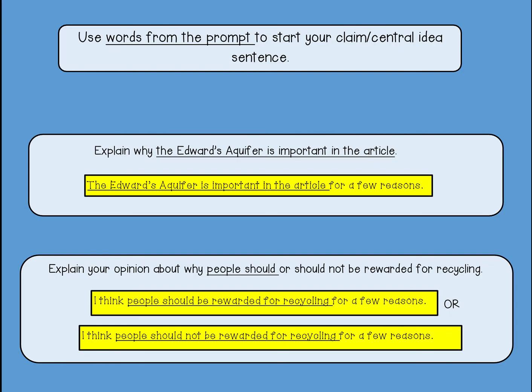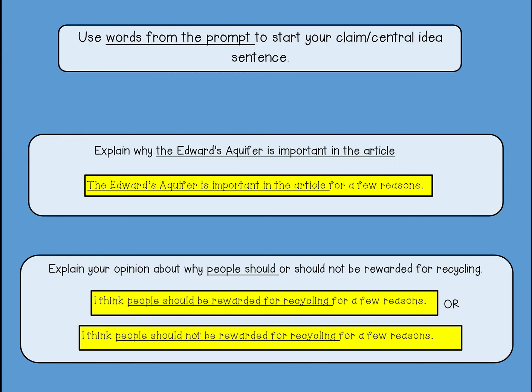Now, if they're asked to explain their opinion about something, we tell students that they should always start their opinion sentence, that claim, with the words I think. That way it's letting their audience know they are stating a clear opinion. Also, they need to pick a side. I think people should, or I think people should not. And you stick with your side throughout.